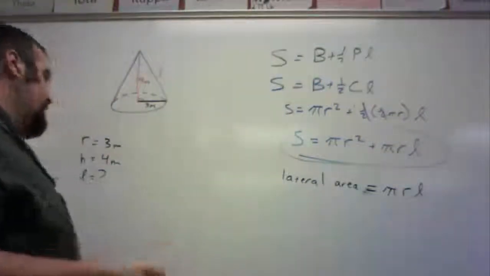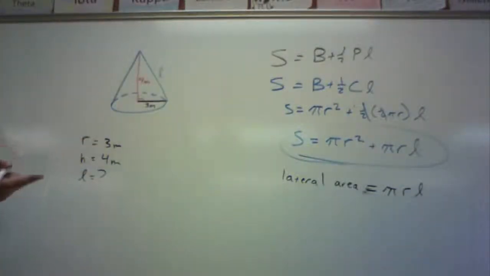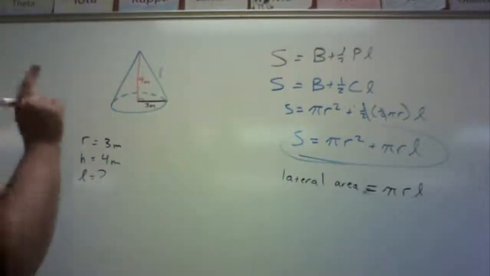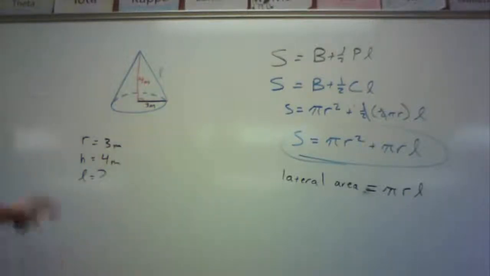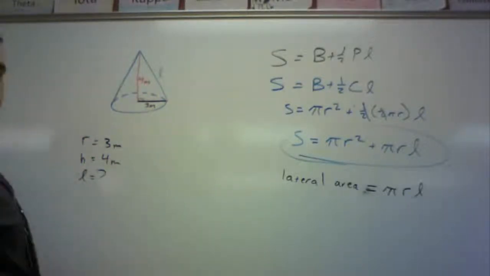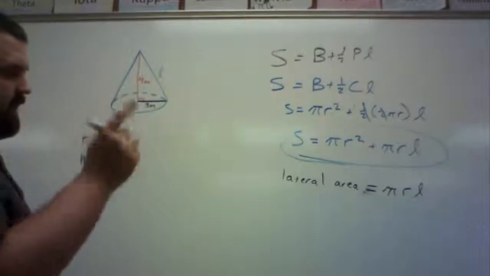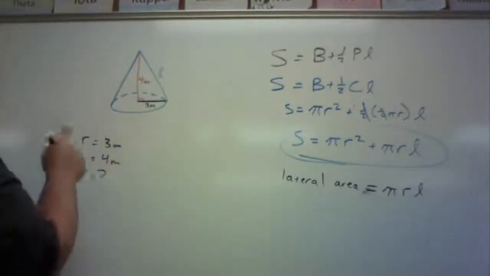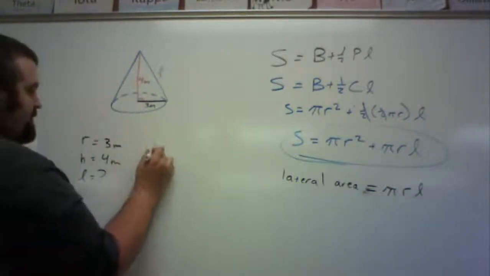So I have pi, I know it's something around 3.14. I know the radius, they told me. If I know L, I know how to find the lateral area. I do pi times R times L. So I look at this. Yep, I do need to use that right triangle again.